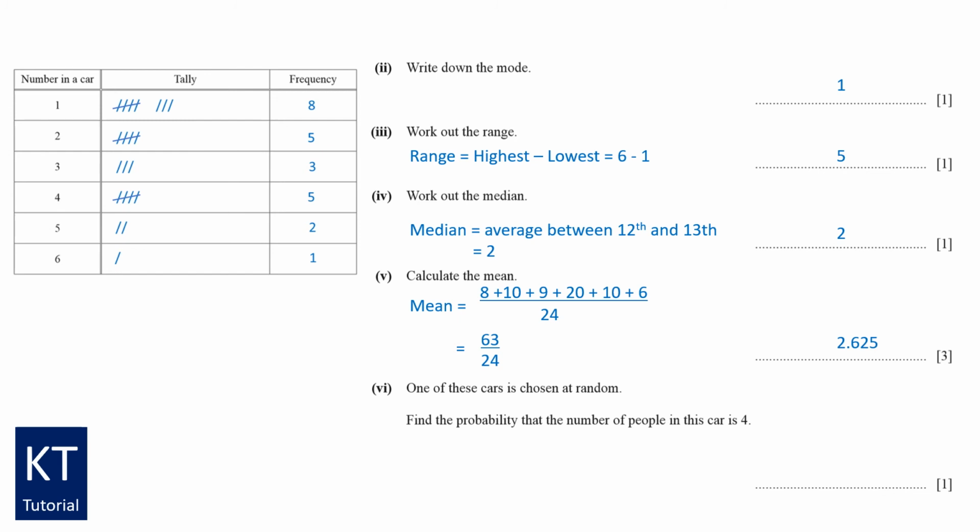Next, one of these cars is chosen at random. Find the probability that the number of people in this car is 4. It is 5 out of the total of 24.